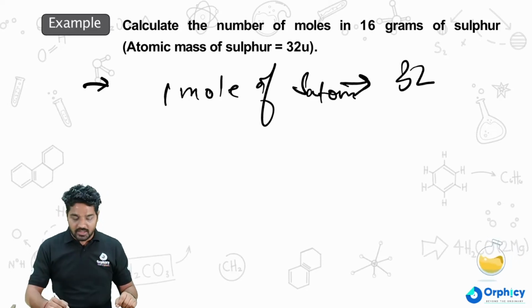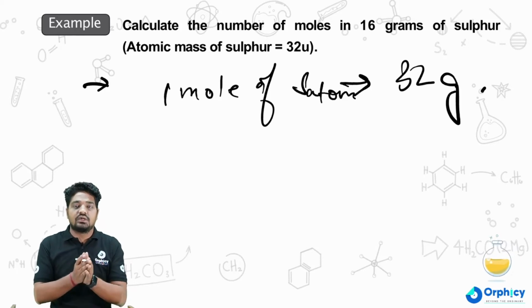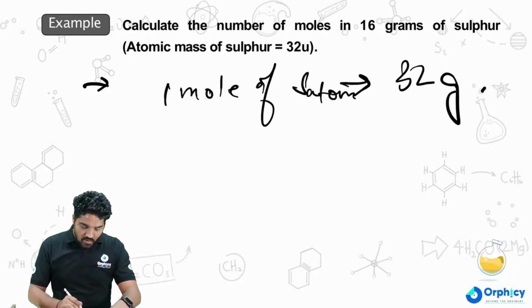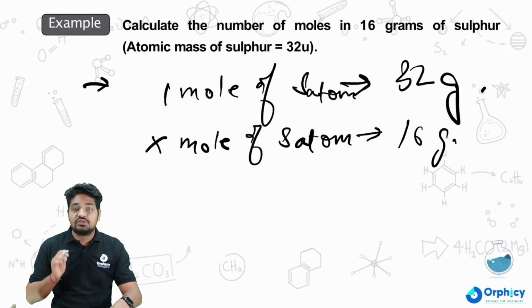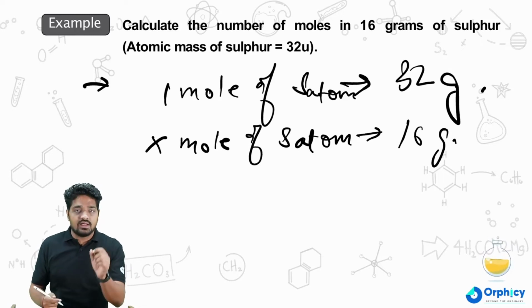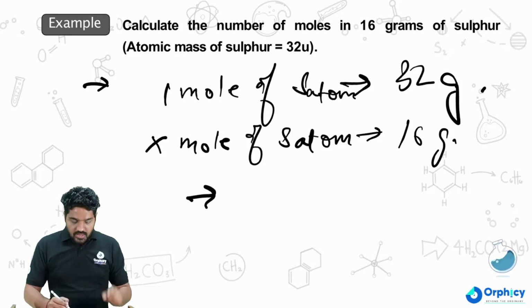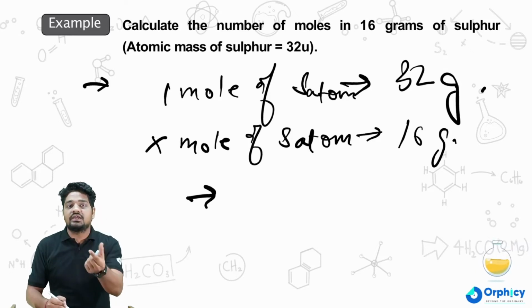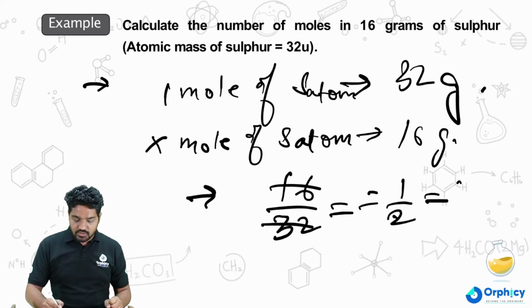32. The numerical value is going to be the same, in gram. All right. So the mass of 1 mole of sulfur atoms is equal to 32 gram. Here I have to identify the number of moles. So X mole of sulfur atoms will have 16 gram. So the mass is given, and I have to find the number of moles. I can simply calculate this by the unitary method. If the mass of 1 mole is 32, then how many moles is 16 gram? So 16 by 32 equals 1 by 2, that is equal to 0.5.